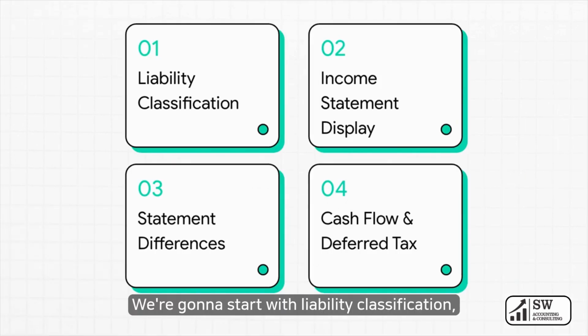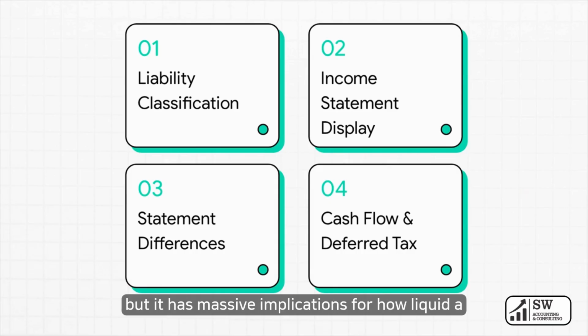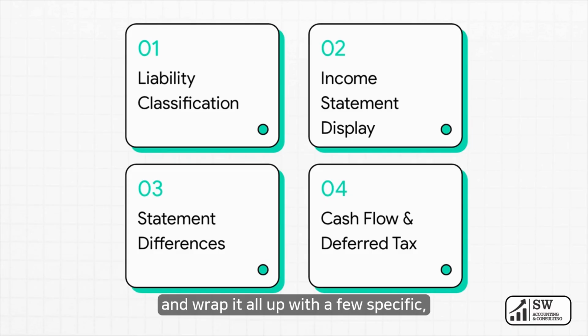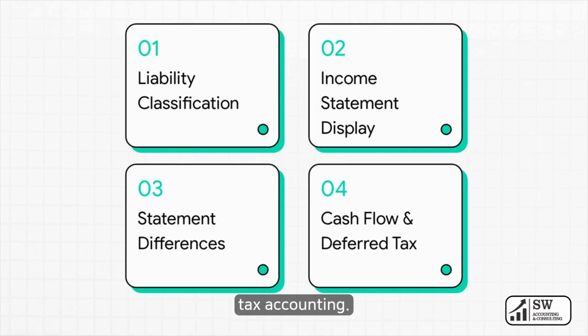We're going to start with liability classification. A small detail, you might think, but it has massive implications for how liquid a company looks. Then we'll hit the income statement, look at some core requirements for the entire financial package, and wrap it all up with a few specific but super important details in cash flow and deferred tax accounting.